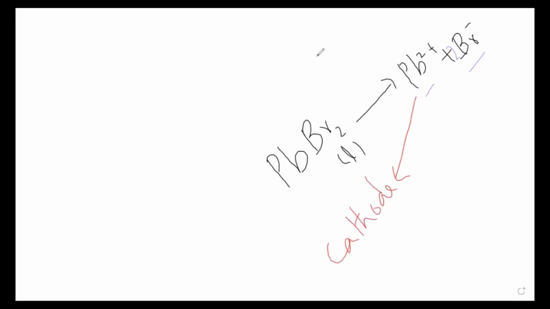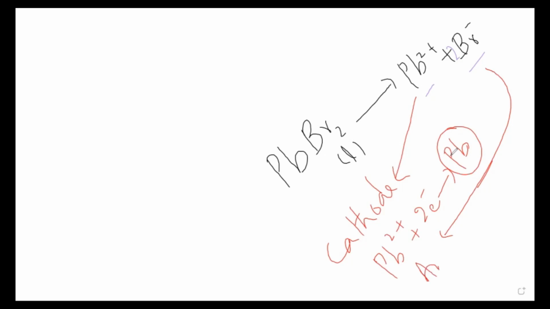Lead ions gain electrons at the cathode because it is a negatively charged electrode. It forms lead metal. Lead metal will be deposited at the bottom of the electrode as shiny droplets. Is it clear?